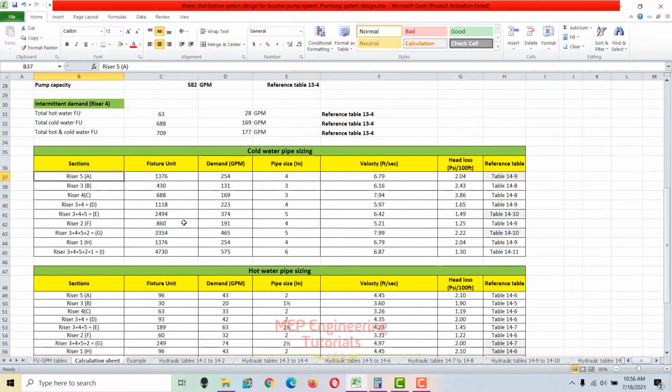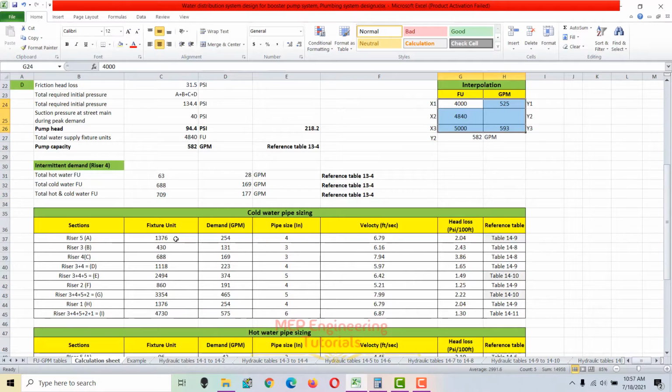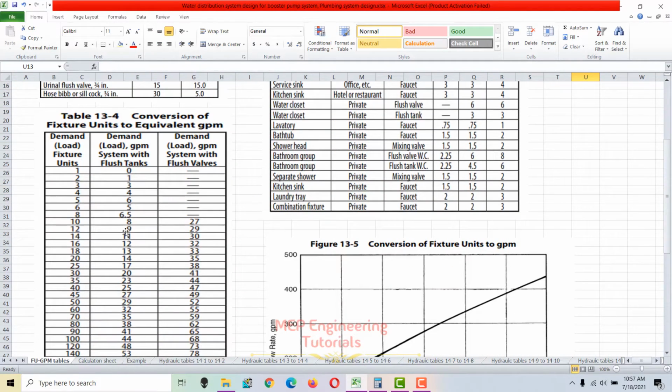So riser 5A cold water supply fixture units are 1376. Now we need to calculate the demand at this point. As I told you, we need to convert this fixture unit into demand in GPM. To get this, I have used the interpolation table as I showed you before. So 1376, this is cold water.